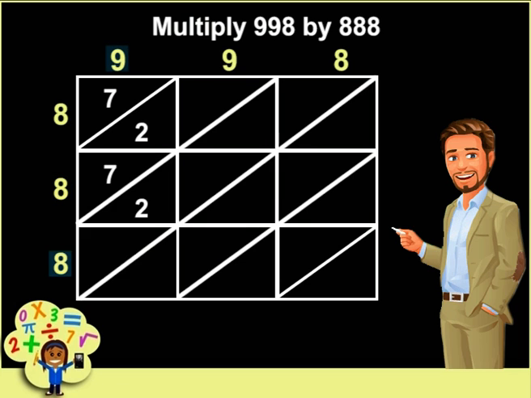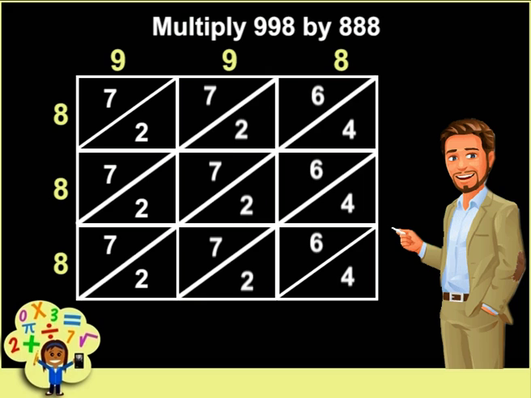In the next step, we will multiply 9 by 8 again. 9 times 8 is 72. We will write 72 in such a way that 7 is at the top and 2 at the bottom of the square like this. And continuing in the same way, we will fill all the squares with numbers as shown to you.